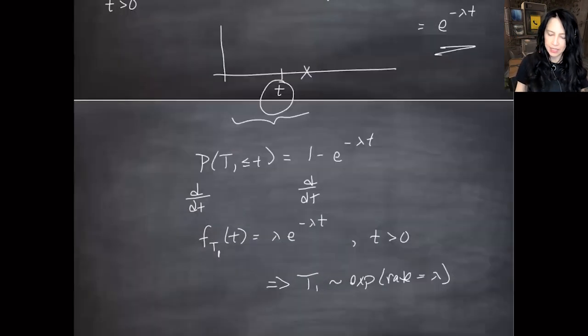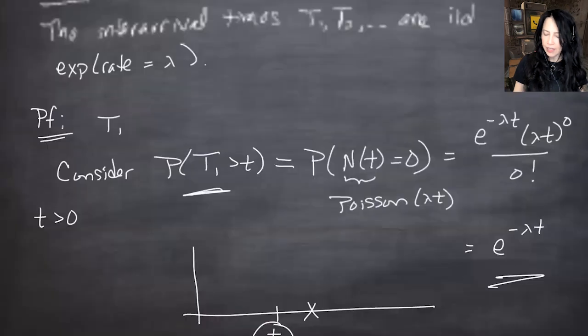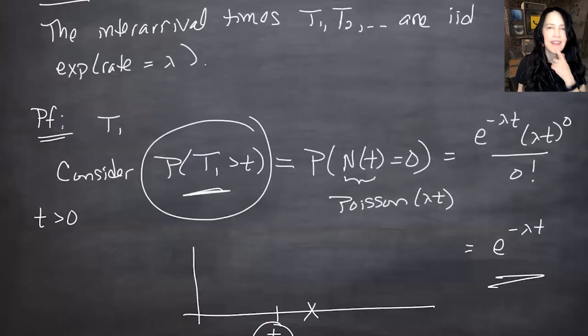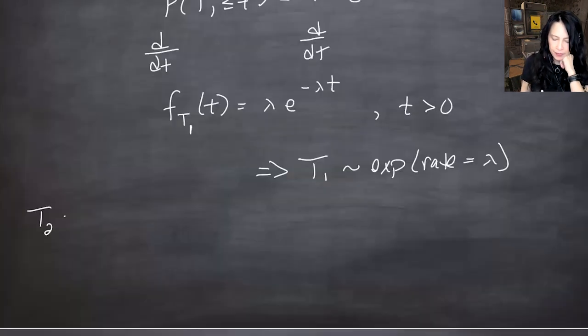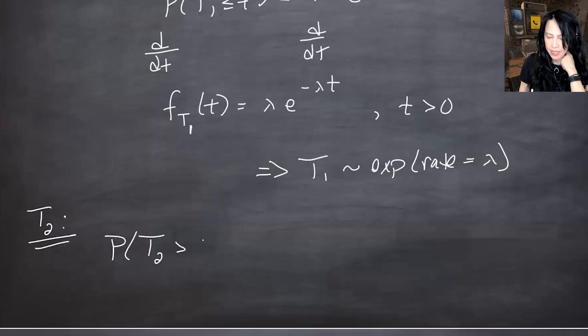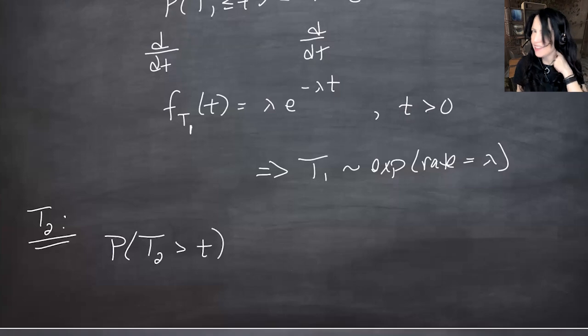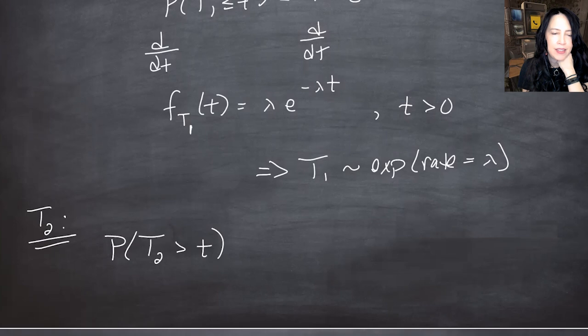Let's do it. Let's go for T2. It worked out conveniently to look at this tail probability, and I'm going to do the same thing for T2. I want to look at the probability that T2 is greater than t, but this is not the time of the second arrival. This is an inter-arrival time. And it's going to be difficult for me to translate this to the N of t, the Poisson process, without knowing when the first arrival was. So I'm going to condition on the time of the first arrival.